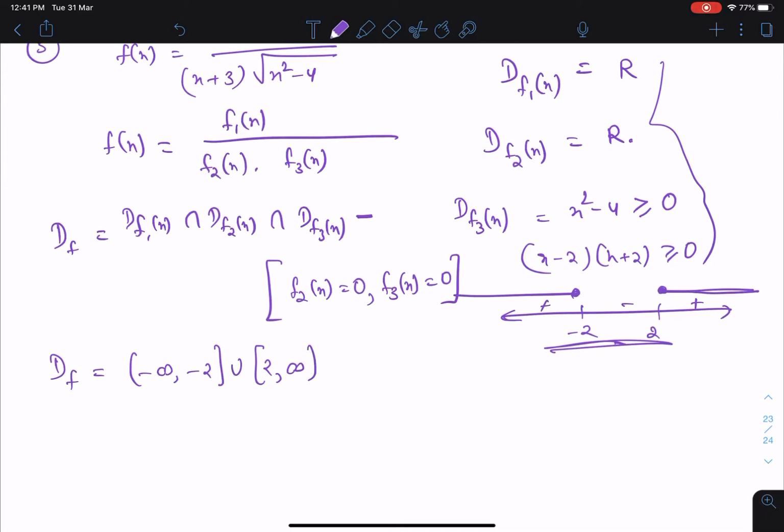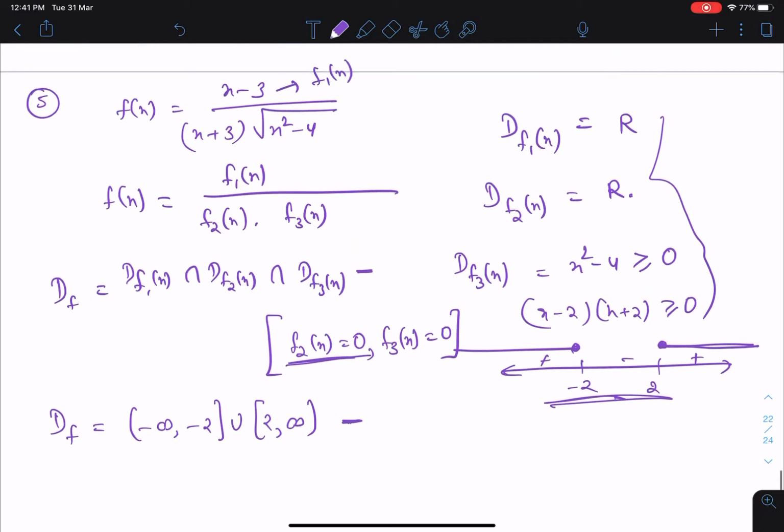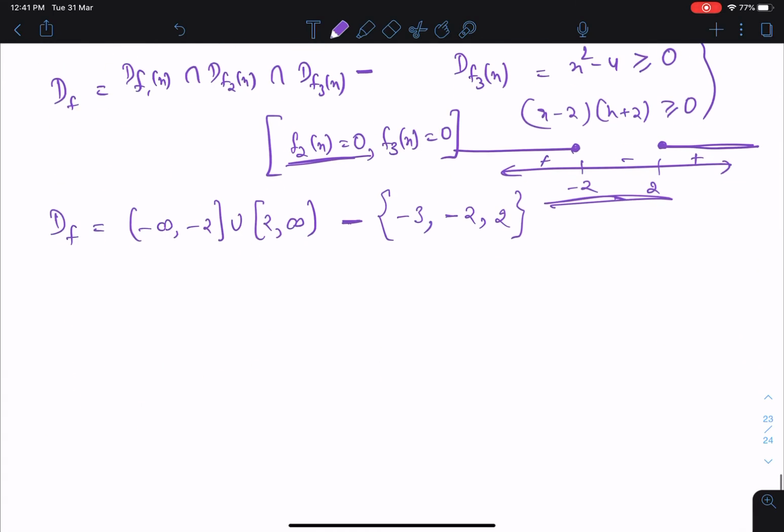Now you have to subtract the points at which these two functions are giving you 0 value. So let's talk about f2(x). f2(x) is giving you 0 value at x = −3, so you have to exclude −3 here. And if I talk about the other function, x² − 4, on which points is it giving you 0 value? Your answer will be −2 and 2. Correct? So this will be your final domain.